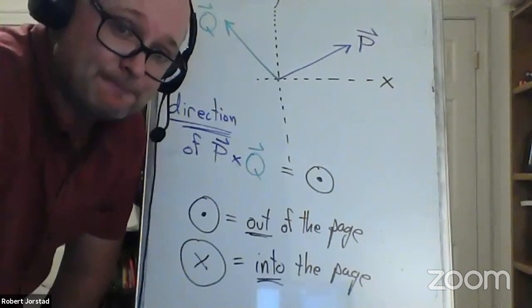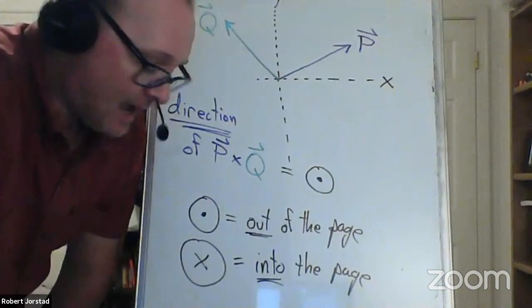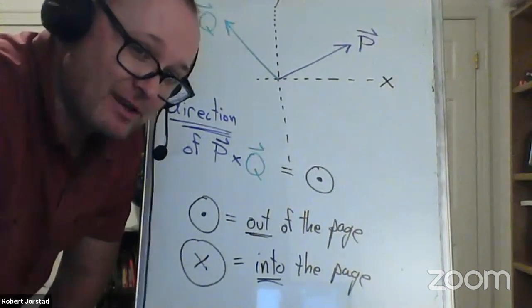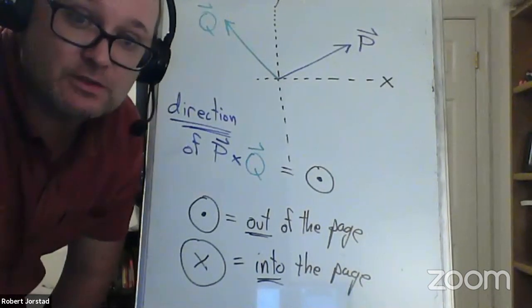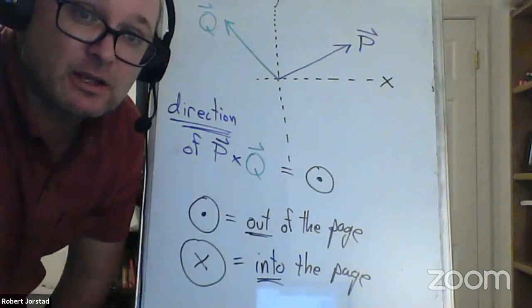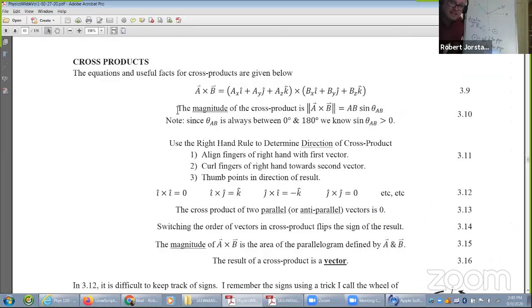So, all right. Next, how would you actually get the magnitude of that? Well, let me show you here. So this is how you could get the magnitude of that. Notice you get the magnitude by doing the magnitude of A times the magnitude of B times the sine of the angle between. So let's go to that on the board and take a look.